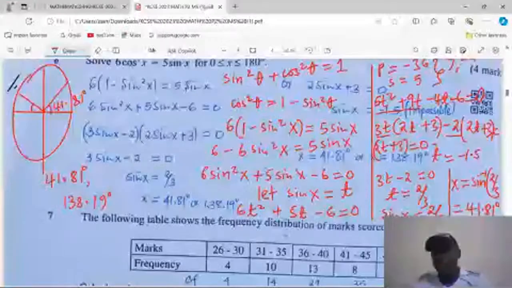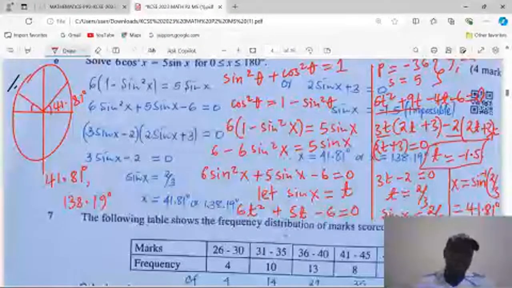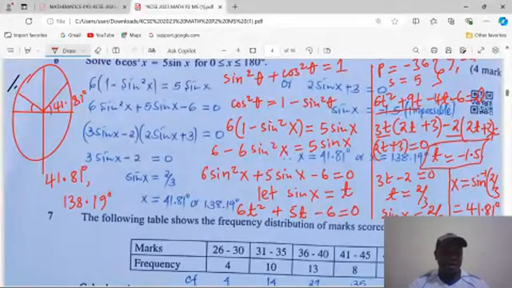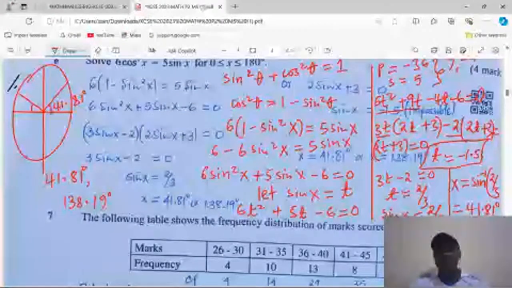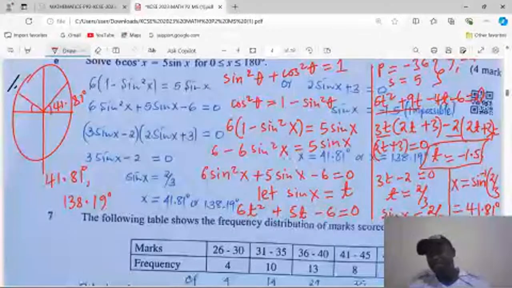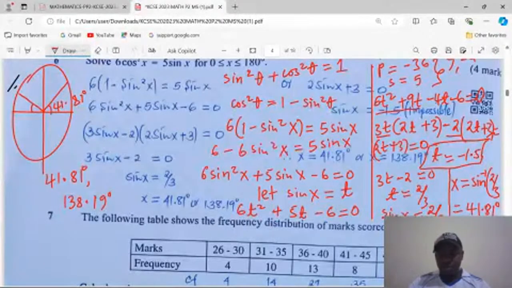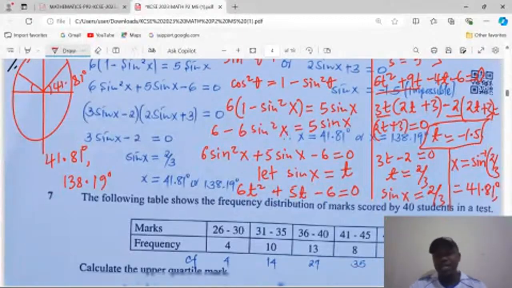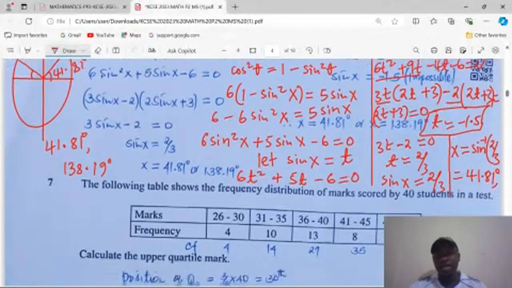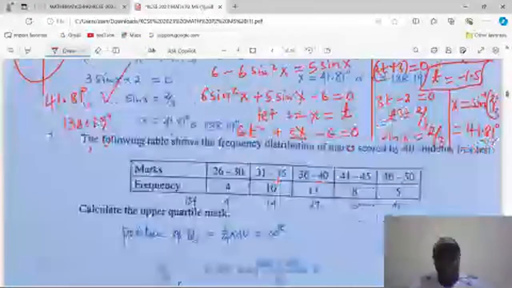Because of the negative 1.5, it's not practical to have the value of a sine being greater than 1. We also don't have cosines being the same, but tangents can be. So when cosine goes beyond 1, that one is not applicable. So we work with only those two angles.